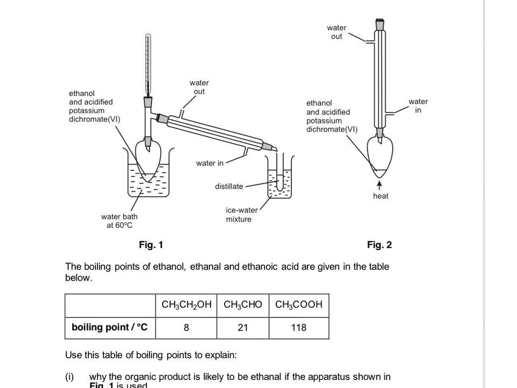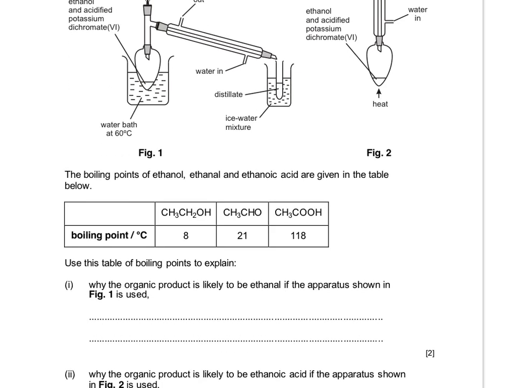So I thought I'd put this one into the homework because it's to do with the experiment that you've done and you've seen demonstrated. It gives you some data about the boiling points of ethanol, ethanal and ethanoic acid, and it's saying to use this table of boiling points. Let me bring the screen down a bit so you can see why the organic product is likely to be ethanal if the apparatus shown in figure 1 is used. So it's not just that you use distillation to get the aldehyde, you actually have to use the data. So you've got to be a little bit careful not to rush in here.